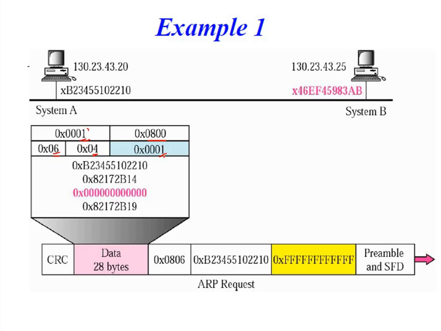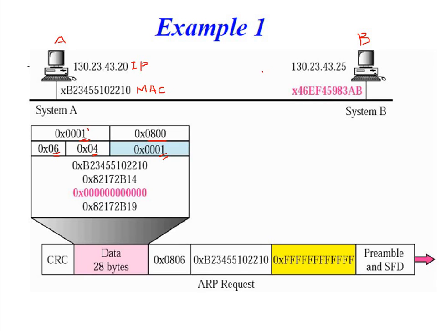Now this is the operation. 1 means you are sending a request. Now here it is the IP address of device A. Let us name it device A and let us name the other device B. And this is the MAC address or physical address of your device A.